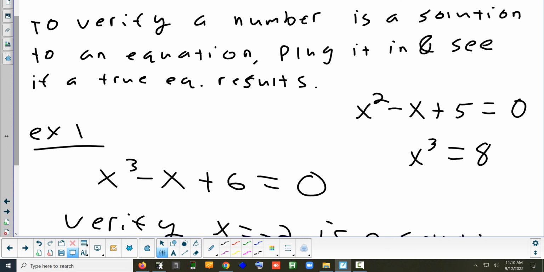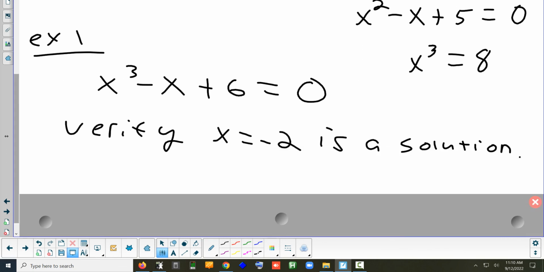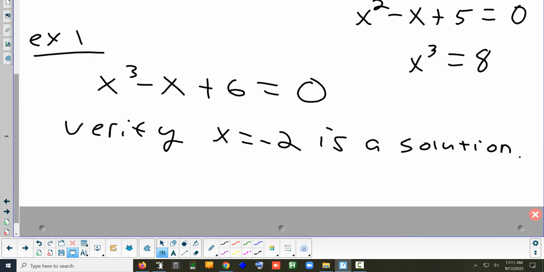So in this one, I don't want you to solve it. I'm going to tell you that negative 2 is a solution, and I just want to verify. Now, if this is true, -2 is an integer. If the answer to a cubic equation is an integer, then there is probably a way you can solve it pretty easily. If this came out to like an irrational number, then it's going to be a little harder to figure out.